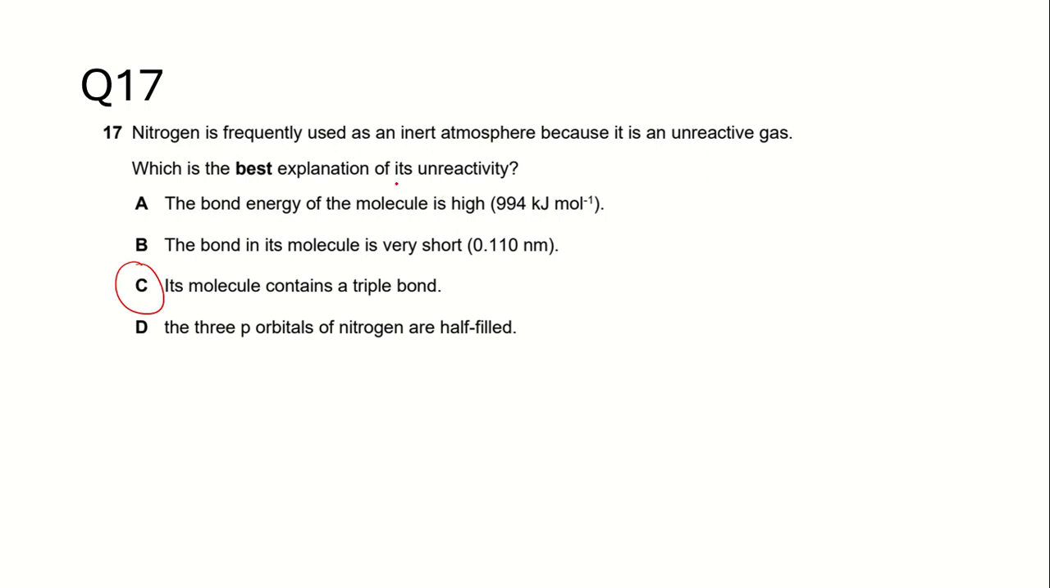Yeah, let's look at A. Bond energy of molecule is high. Now bond energy is high because the bond is a triple bond. So because of this, it contributes to this. Now B, the bond in its molecule is very short. Okay, because it's a triple bond, that's why it's very short. D, the three p orbitals of nitrogen are half filled, not really because of that. So D is definitely not our answer. And A and B are because of C. So C is the best explanation for the unreactivity of nitrogen.